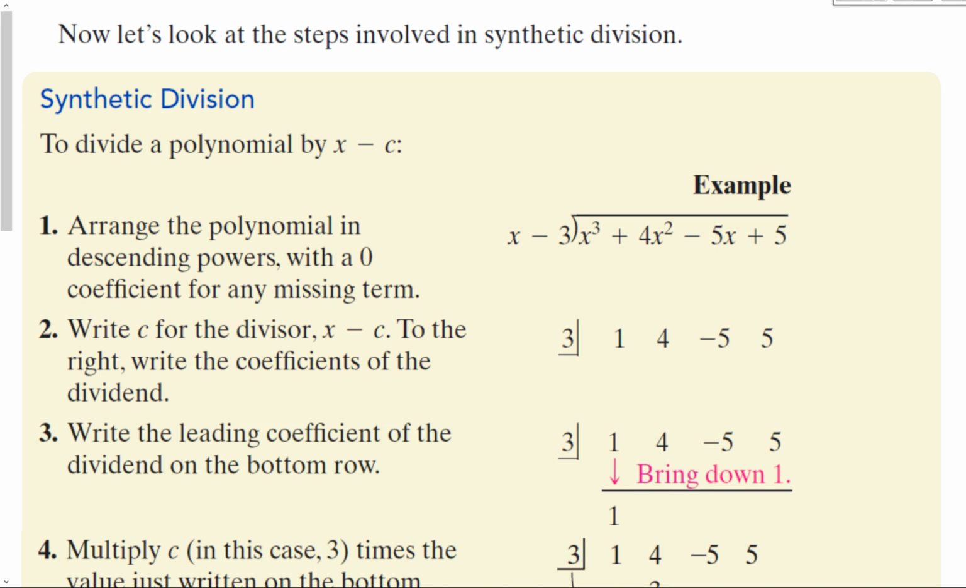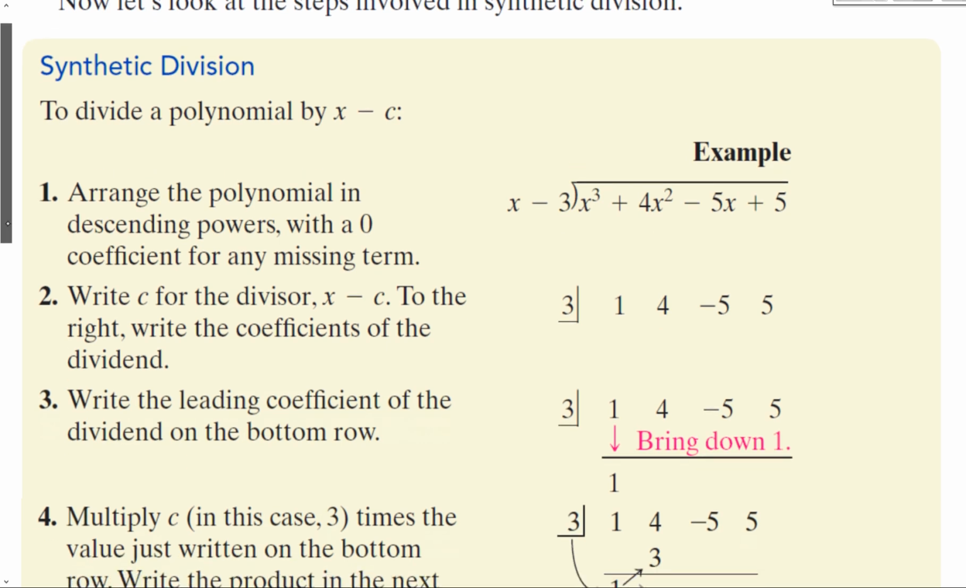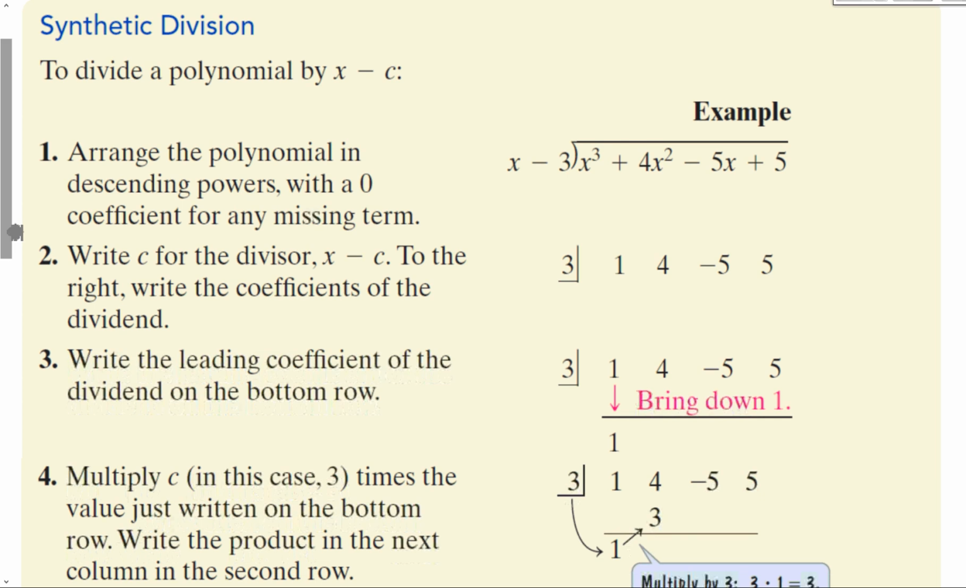Okay, so let's look at the steps that we are going to use to use synthetic division. Step 1, arrange the polynomial in descending powers. That doesn't change. Now this is even more important, to have a 0 for any missing terms. Okay, write c for the divisor x minus 3, which basically means you just change the sign. So we're looking for the root, not the factor, right? We want to know what x is equal to. So for x minus 3, x is equal to 3 in that case.